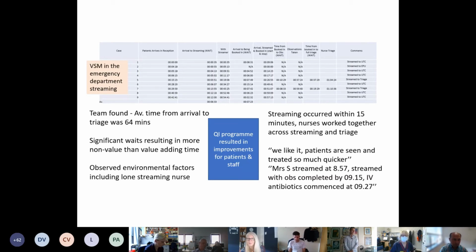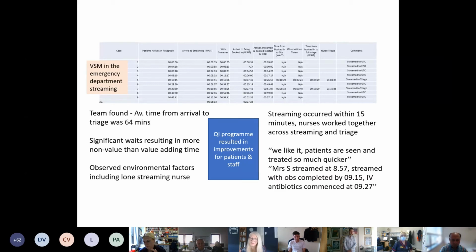When we did this value stream map in the department, we were able to use the data from the times, and we actually found that the average time from arrival to triage was 64 minutes. And for those that have worked in an emergency department, that's not ideal. If you've got somebody who's very unwell, you do want them to be triaged within the first 15 minutes. There were significant waits, which resulted in more non-value than value-adding time.